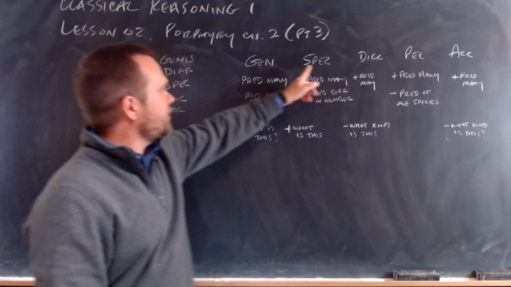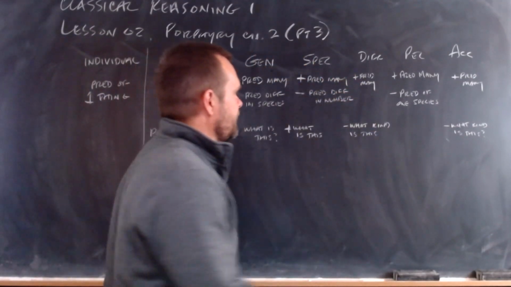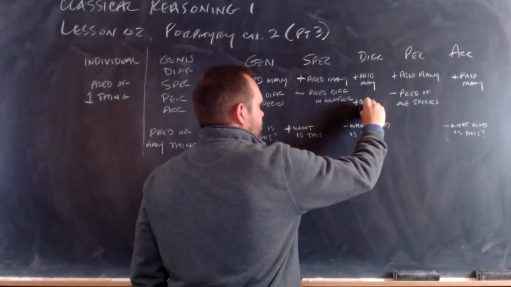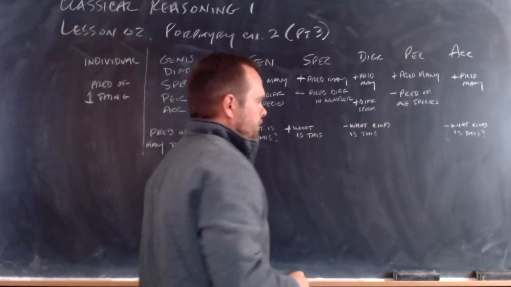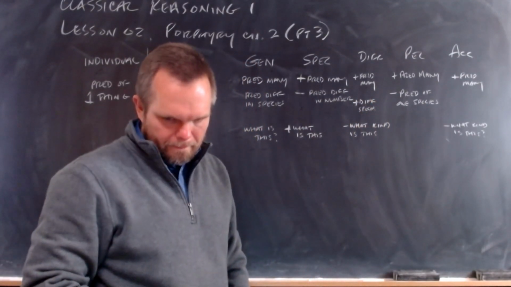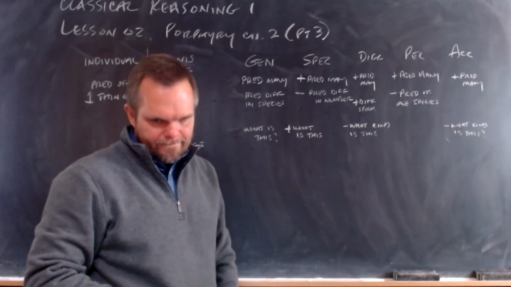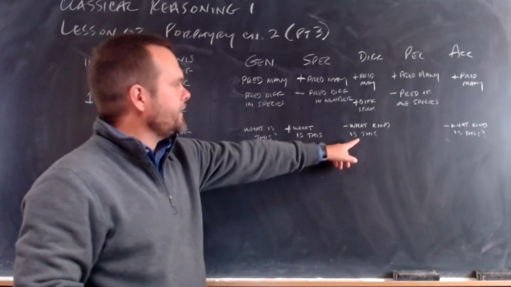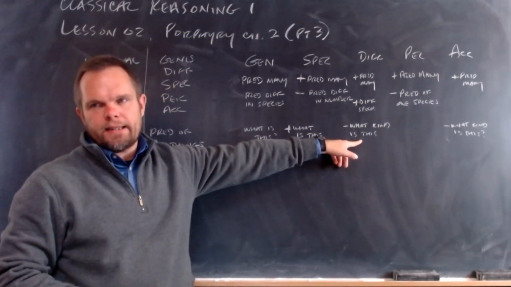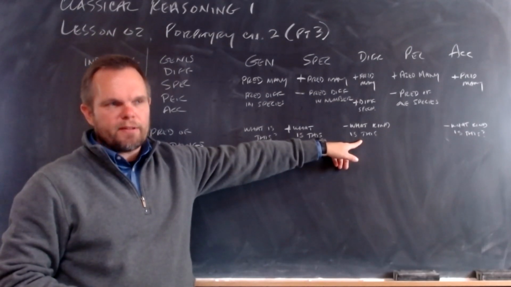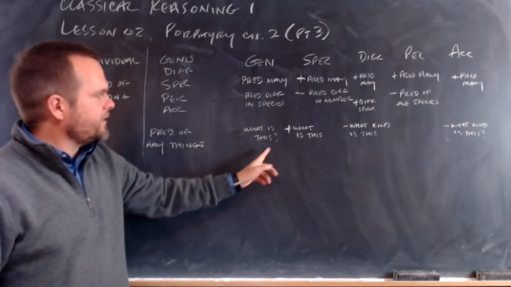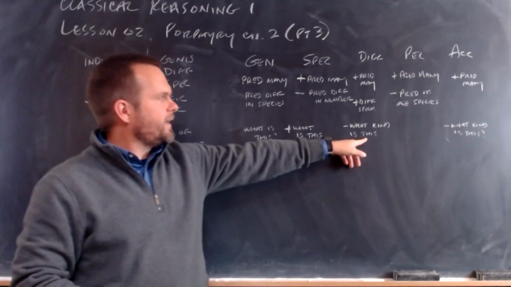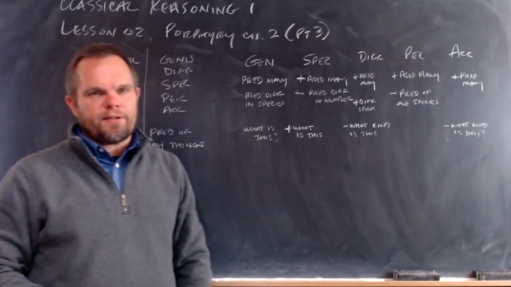Difference is like genus in that it is predicated of many things, and it is predicated of many things differing in species. But it answers a different question, and that's what makes difference different than genus. Genus and species answer the question, what is this? Difference answers the question, what kind of thing is this?